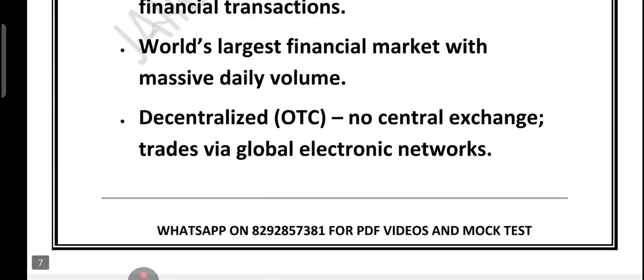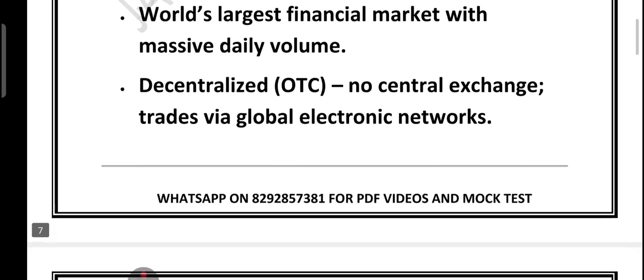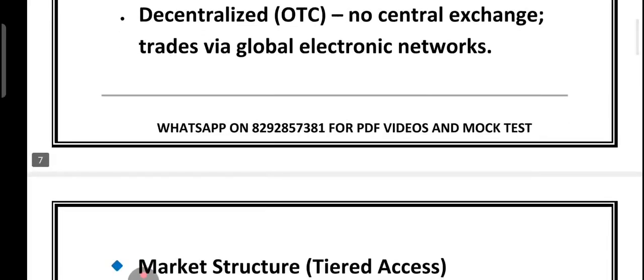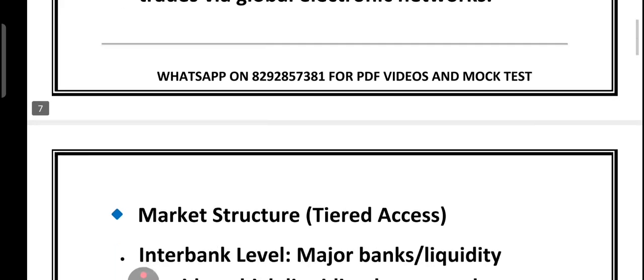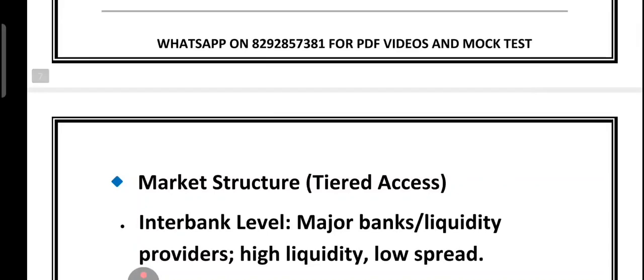Instead, all the trade takes place over the counter, OTC, through a network of banks, brokers, and electronic systems across the world. That is the meaning of decentralization. Again, I am repeating. When I say decentralized, it means that there is no single exchange, no single location where the trading happens. It happens over the counter, through a network of banks. In short, forex is a global online marketplace where currencies are constantly being bought and sold, 24 hours a day, 5 days a week. That is the peculiarity of forex.